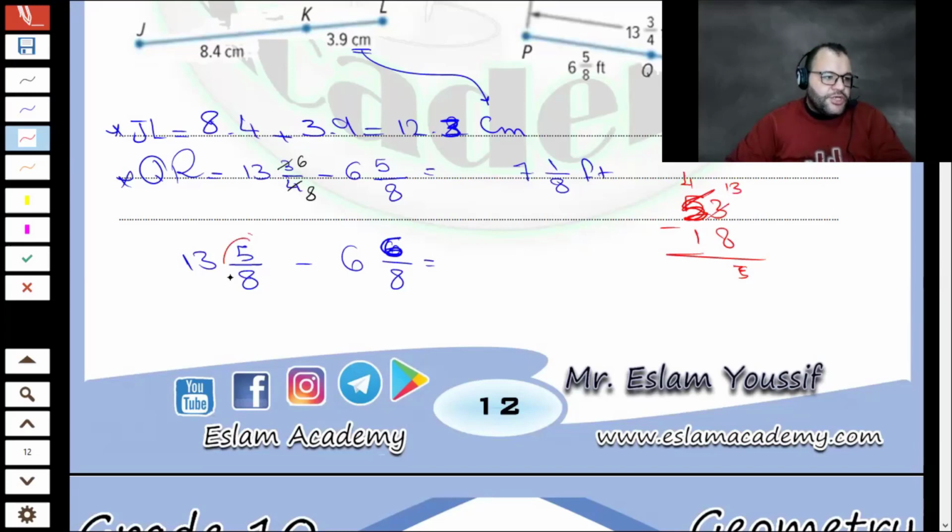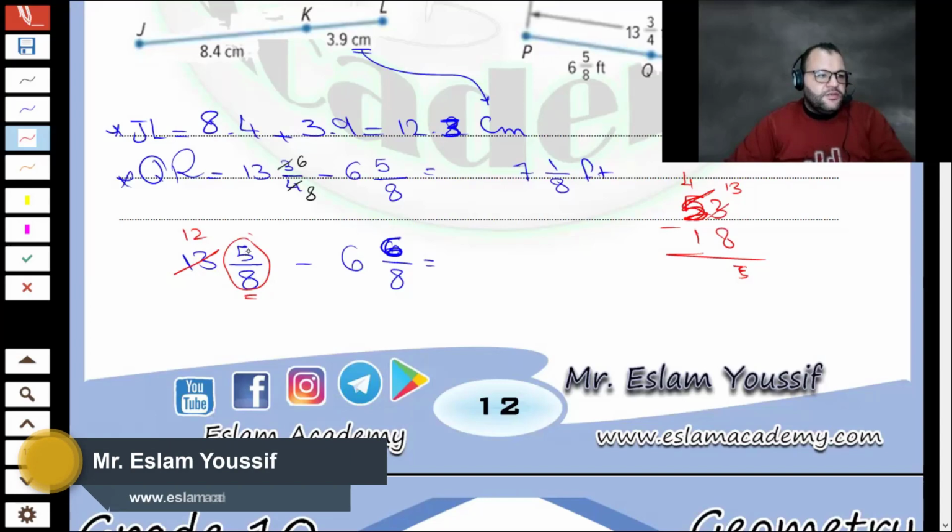You have a fraction. The first fraction is smaller than 6 over 8, so you need to borrow 1. So this one will be 12. And the one that you borrow will be 13 over 8. How 13? Because the denominator is 8.